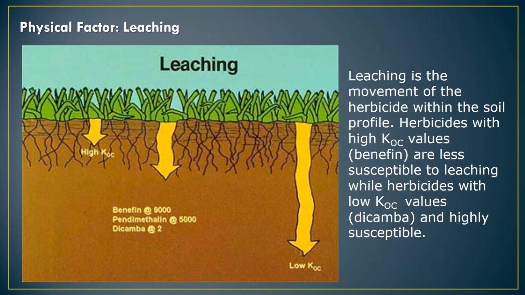Next is leaching. This is a movement of an herbicide with water, usually, but not always. It's moved downward. It is of environmental concern because of the possibility of off-site movement and groundwater contamination. It can determine an herbicide's effectiveness by moving it into or out of a zone of action.